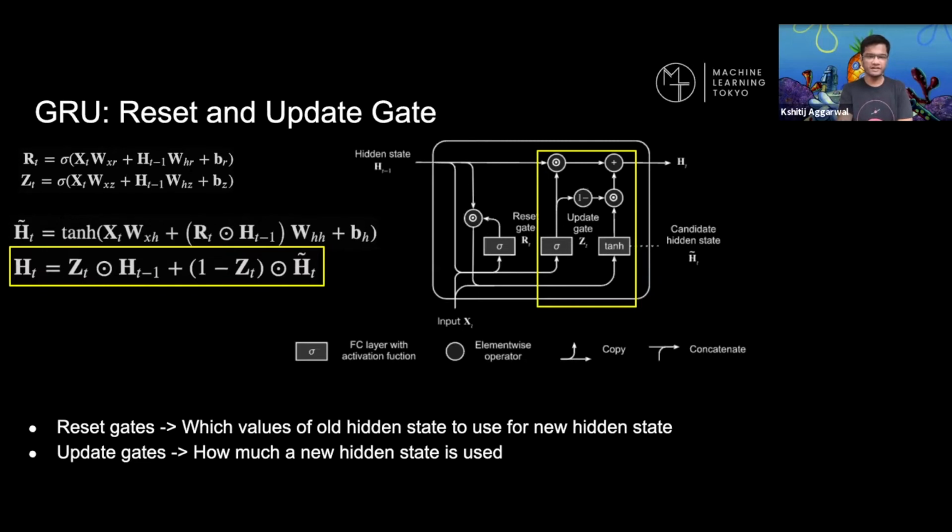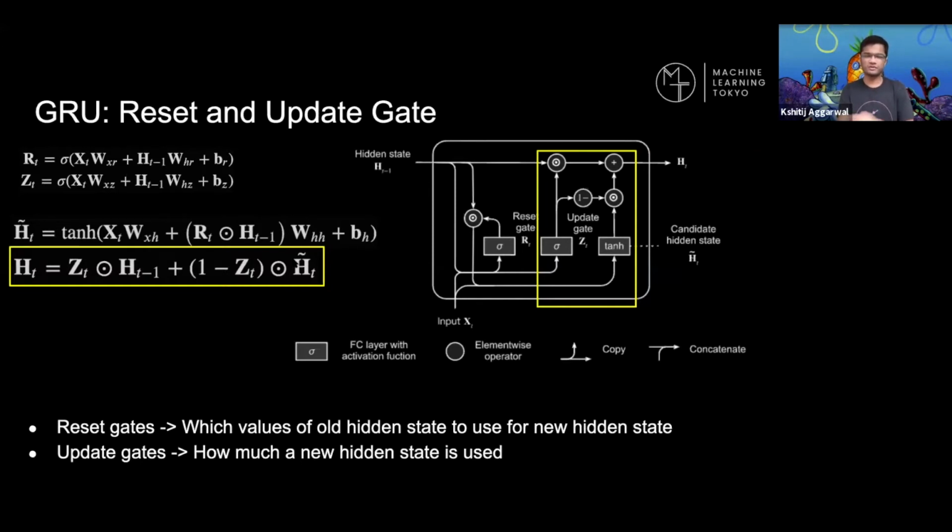Same with the update gate. If my update gate values are 0, it would be the conventional RNN. But if the update gate values are 1, then it would just pass the previous hidden state to the next state. Just in the meantime, I can maybe go over the things again. The reset gate decides how the previous hidden state will influence the new hidden state, and the update gate decides how much of the new hidden state will actually be used to create the final hidden state. That's the basic idea.